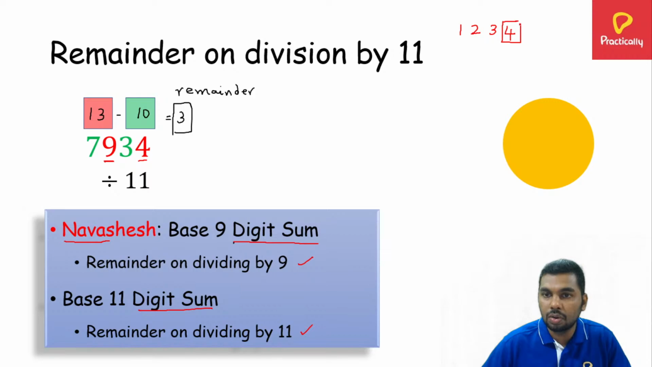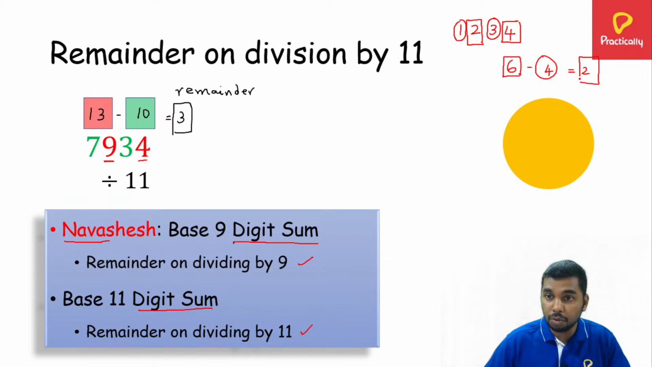So 4 is the first digit, 2 is the second alternate digit. So I should mark this in square and the other two in circle. Now you add the numbers in the square, you will get 6. The sum is 6, and in the circle it is 3 plus 1, which is 4. Now you do the subtraction between the two, you get the answer 2. So this number 1, 2, 3, 4 is not going to divide by 11, but one extra piece of information that you get is that the remainder on dividing by 11 is going to be 2.